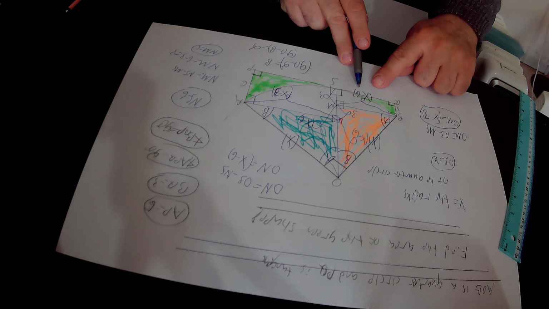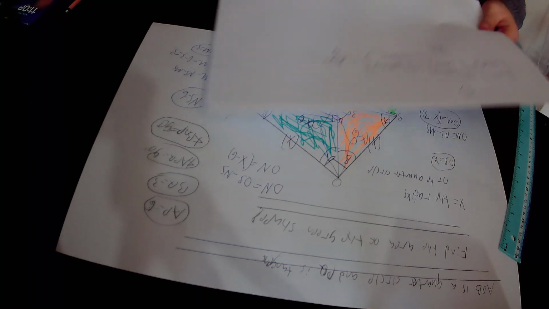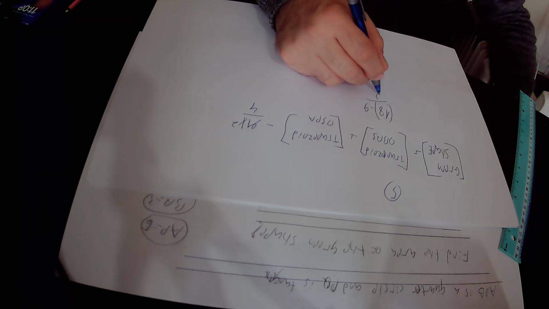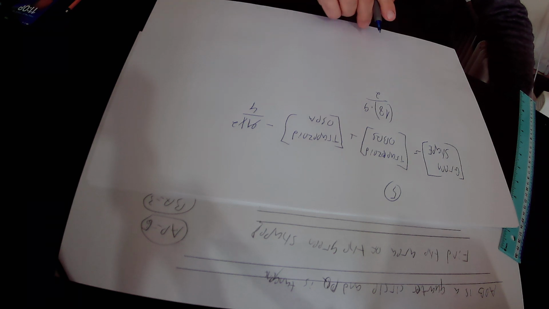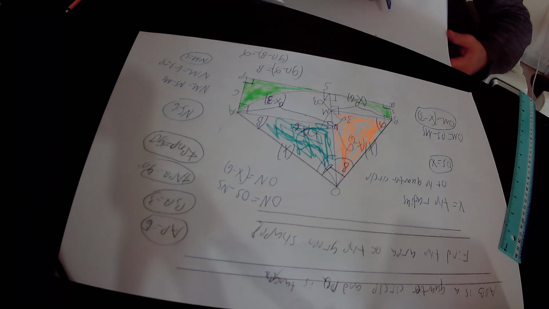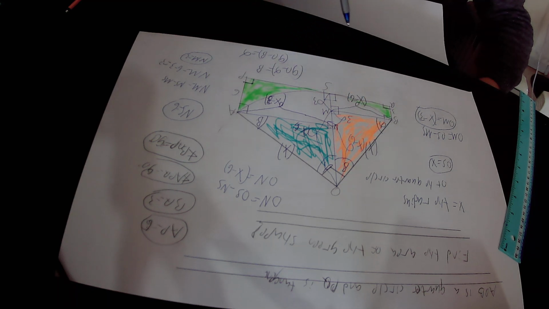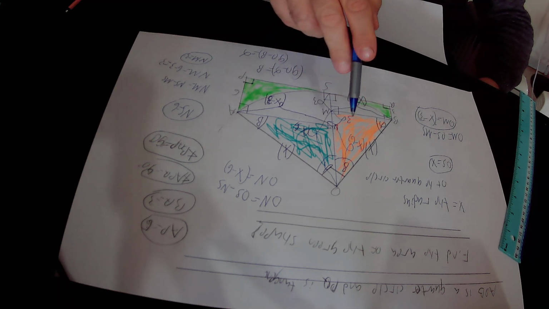X is 15, so 15 minus 6 is 9. So it is 18 times 9 over 2. So this is the area of this trapezoid OPQS plus the area of this trapezoid OSPA.